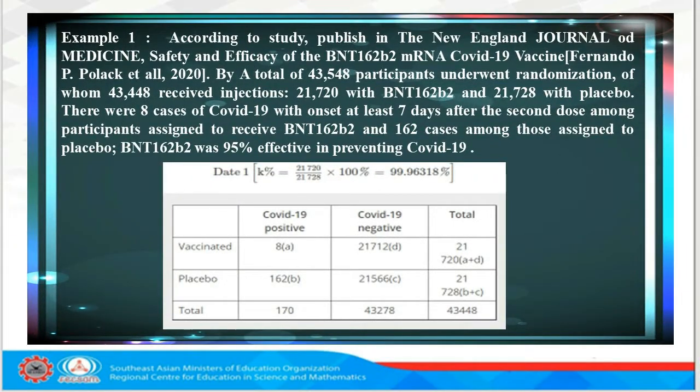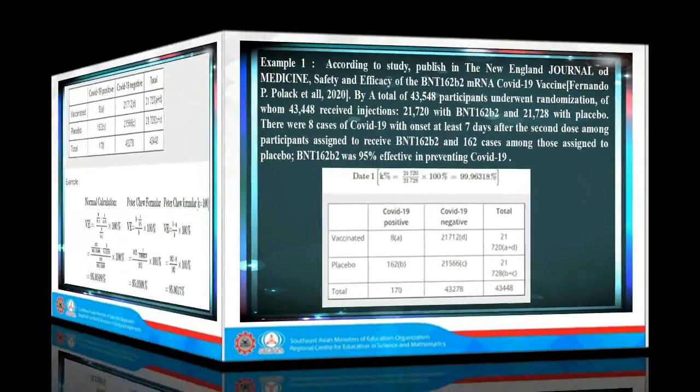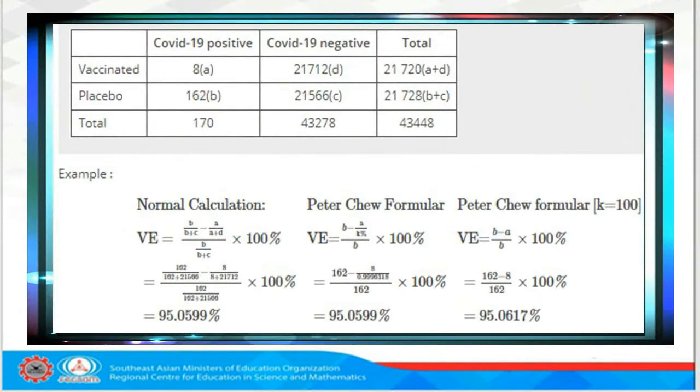Data 1 has shown K% equals 99.96318%. Table data as shown where total vaccinated is 21,720 and total placebo is 21,728. As shown, for normal calculation, we get V equals 95.0599%.